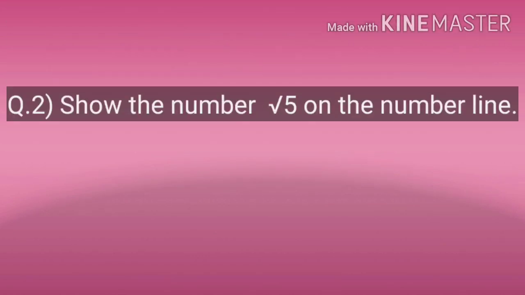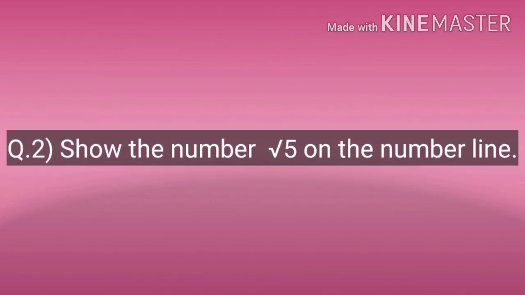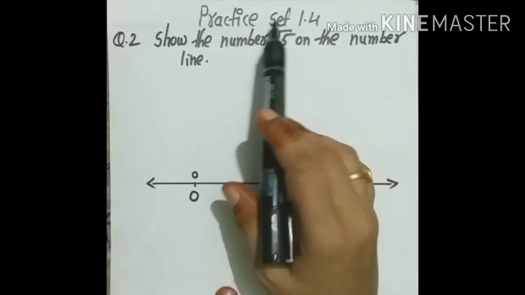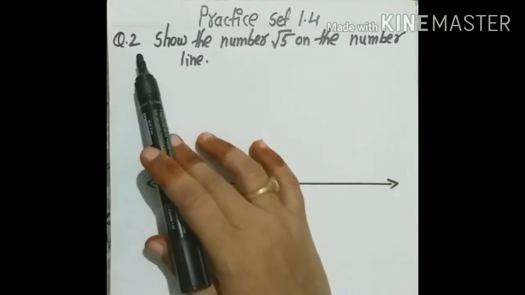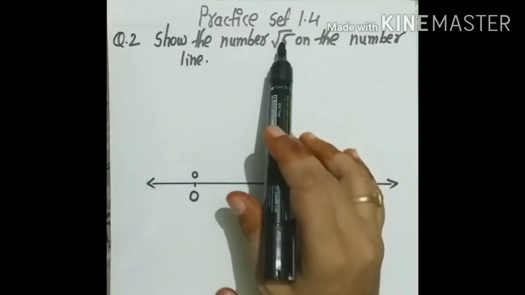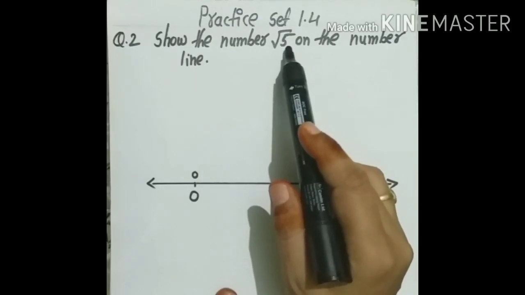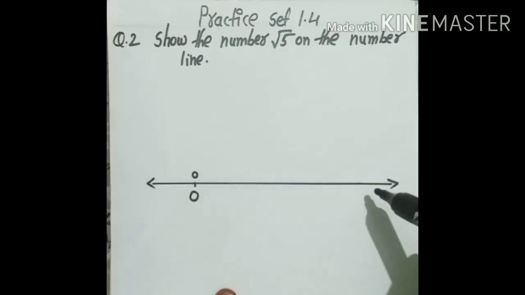Now question number 2. Show the number root 5 on the number line. Root 5 is an irrational number, children. We have to represent it on a number line. For that we have to construct. Practice Set 1.4, question number 2. Show the number root 5 on the number line. This root 5 is an irrational number. We have to show it on a number line.